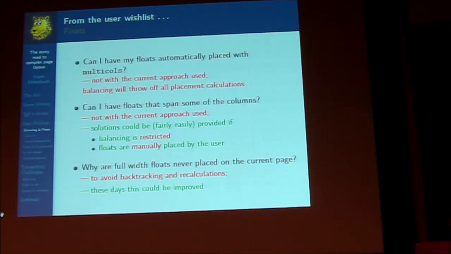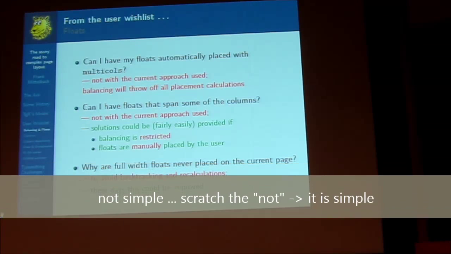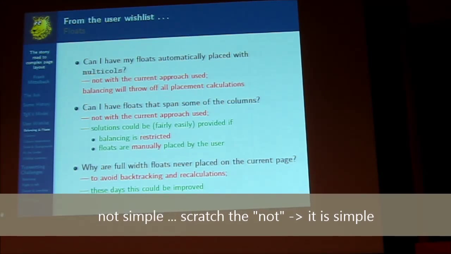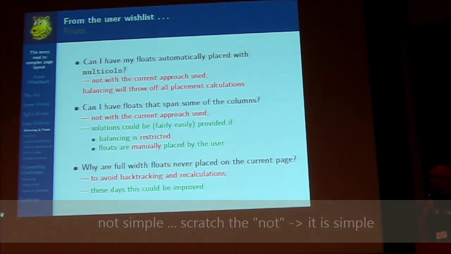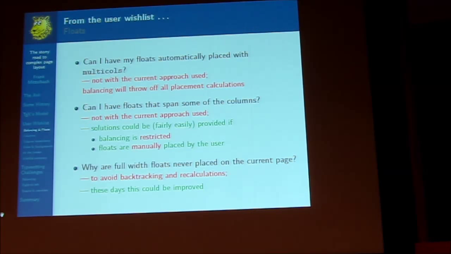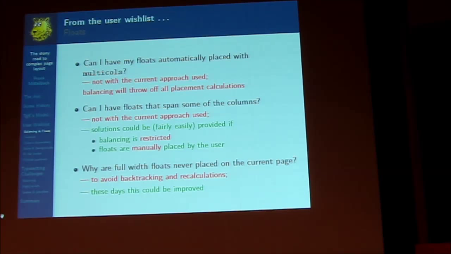Can you have multiple columns spanned? Again, from what we have in LaTeX, no. But technically speaking, it's not actually that simple. Restricting means balancing is a little bit of an issue that you have to restrict then, and if it's not done automatically, then it's going to be easy. So if you go with a magazine approach, and you say, I would like to see this float on page 5, first 2 columns, that could be fairly simply implemented. Actually, it is implemented. There exists a package to extend multicol for this.